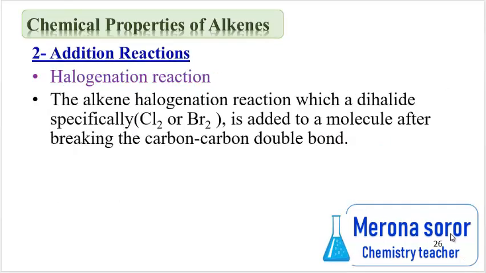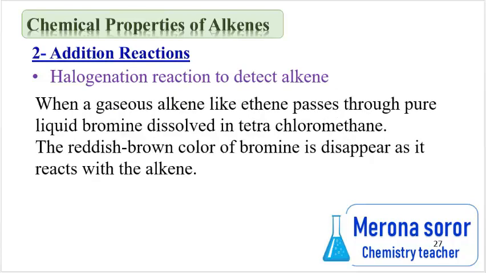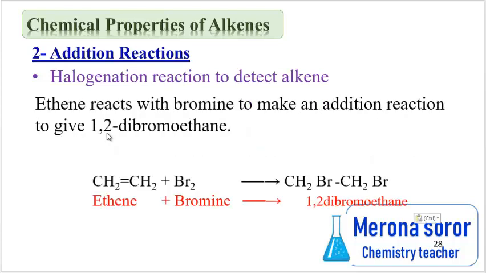Halogenation reaction. In the alkene halogenation reaction, dihalides, specifically Cl2 or Br2, are added to a molecule after breaking the carbon-carbon double bond. Halogenation reaction to detect alkenes. When a gaseous alkene like ethene passes through pure liquid bromine dissolved in tetrachloromethane, the reddish-brown color of bromine disappears as it reacts with the alkene. Ethene reacts with bromine in an addition reaction to give 1,2-dibromoethane: CH2=CH2 plus Br2 gives CH2Br-CH2Br.